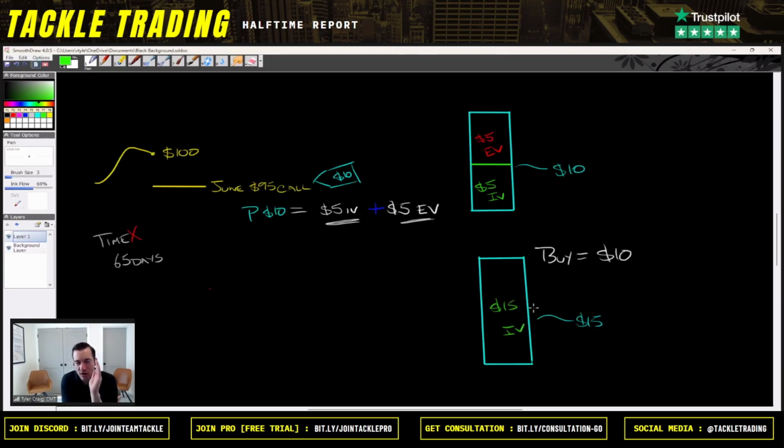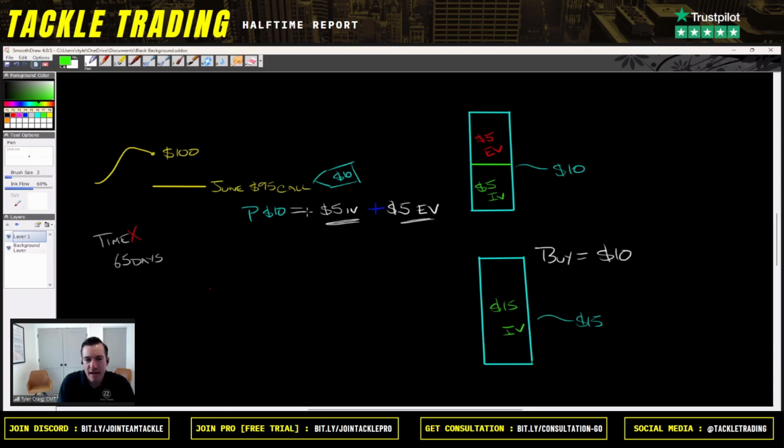Option buyers are hoping the call goes deep in the money because the stock goes up a bunch. Doesn't matter that it lost value due to time decay because that was more than offset by the intrinsic value increasing. That's the hope of an option buyer. I want to buy something now that's cheap, that grows significantly in value. What about the option seller?